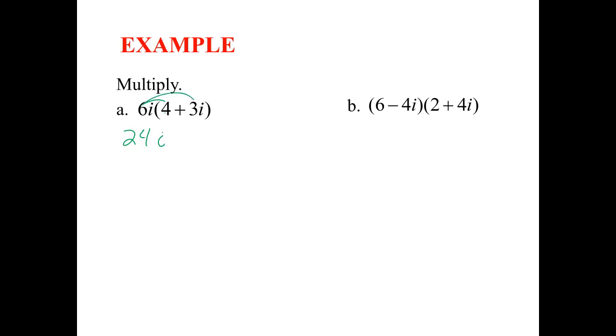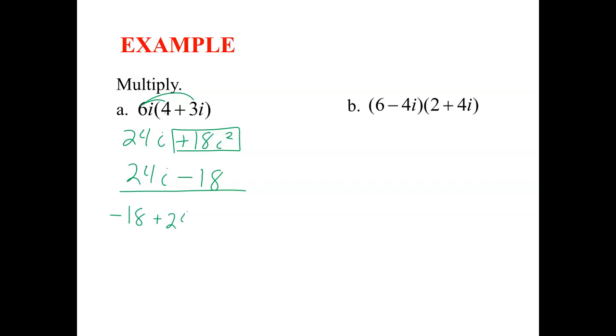6i times 3i. 18i squared. Now, what does i squared equal? -1. So that turns into -18. -18 times -1. Now, that's not in standard form. Good. -18 plus 24i. Okay? B. Walk me through it.